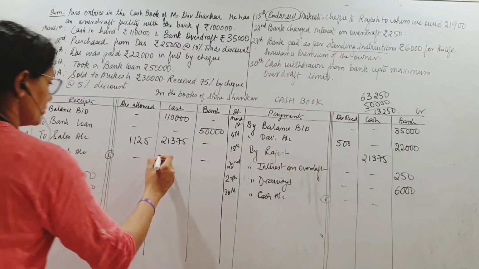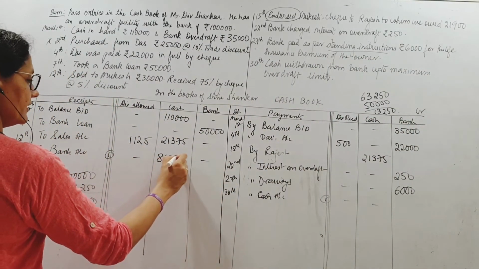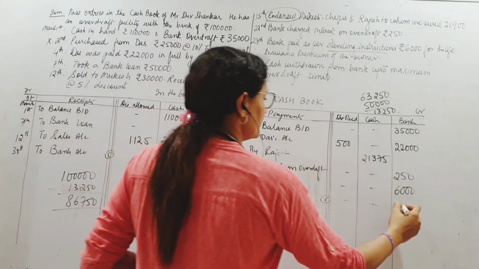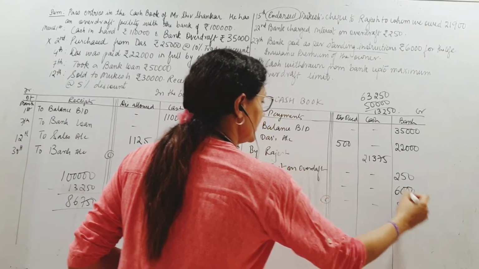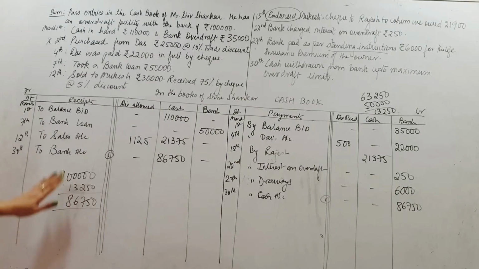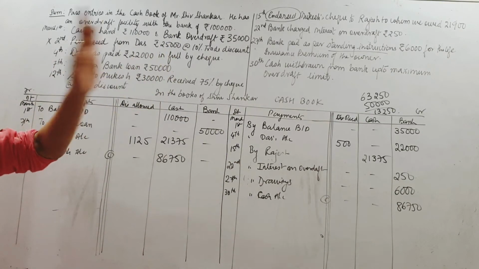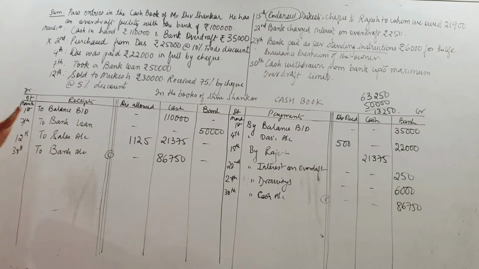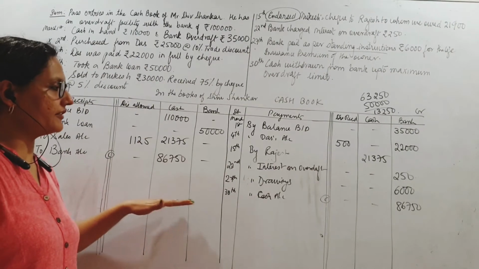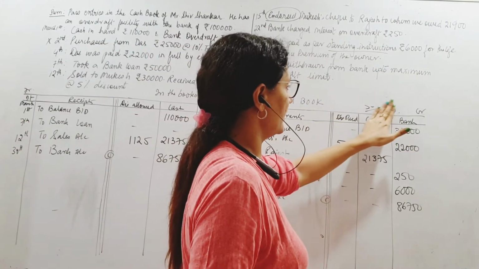So let us pass this entry. We just put this amount. Entry we are already ready with. Amount we are here 86,750. Done. My contra entry is passed. All the entries are passed. So what am I left with? I am just left with the balancing and totaling of the account.